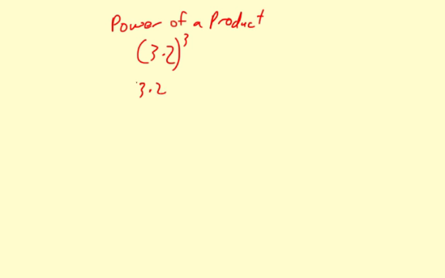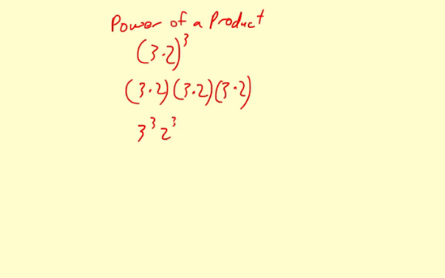The next one is power of a product. So that one would be like 3 times 2, and then let's do that to the third power. So what happens here is you have 3 of these 3 times 2's. Like that. So how many 3's do you have? 1, 2, 3, so it's 3 to the third. How many 2's? There are 3 of them, so it's 2 to the third.